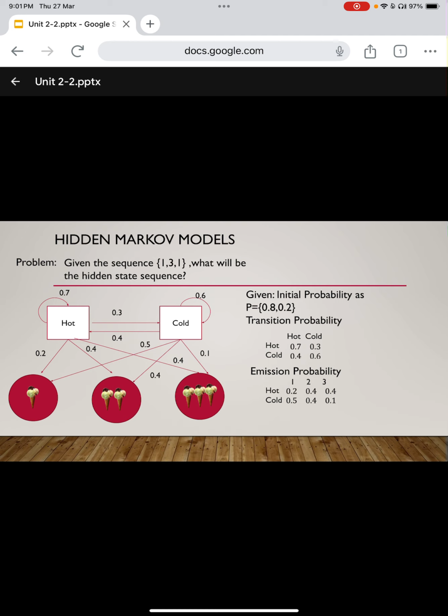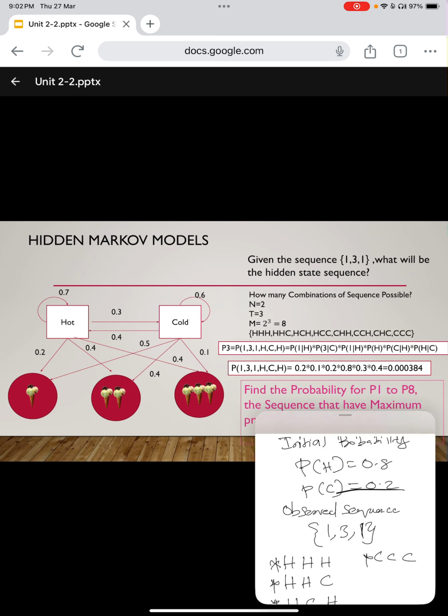And one ice cream given hot is 0.2, one ice cream given cold is 0.5, two ice creams given hot is 0.4, two ice creams given cold is 0.4, three ice creams given hot is 0.4, and three ice creams given cold is 0.1. So this is the emission probability and this is the transition probability. These are the transition probabilities from hot, and you have got the emission probabilities also. So now we can see an example.